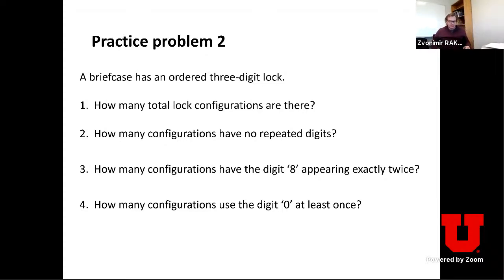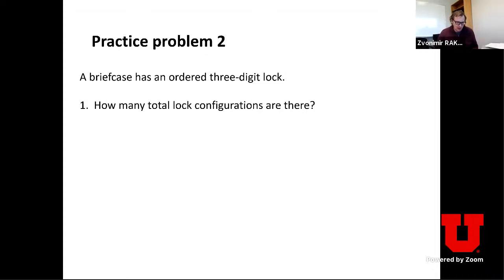Okay, so let's go through all of these one by one. How many total lock configurations are there? We're allowing repetitions. The order matters. There are 10 digits, 3-digit lock. So it will be 10 to the power of 3. So that's our ordered list.